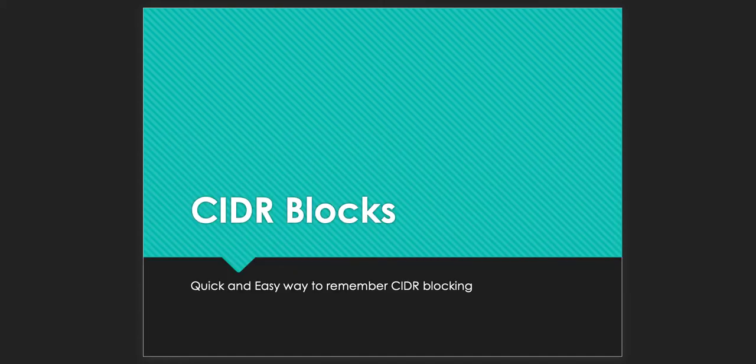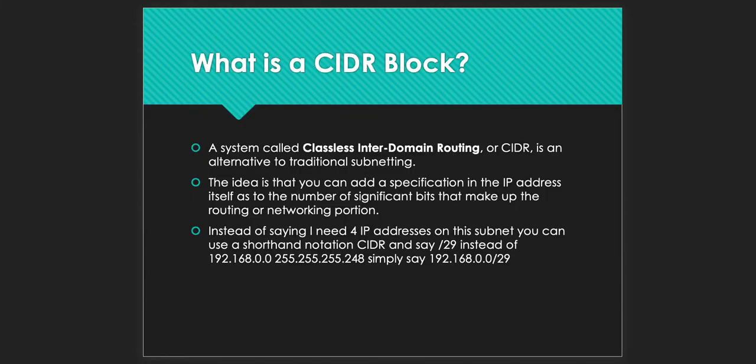So CIDR blocks, though, is another way of addressing how you break up a network, right? So quick and easy way. Back in the day, way back in the day, networks didn't have gigabits of RAM that you could tie routing tables into. And routing tables, as the network grew, as the internet grew, got more and more complex.